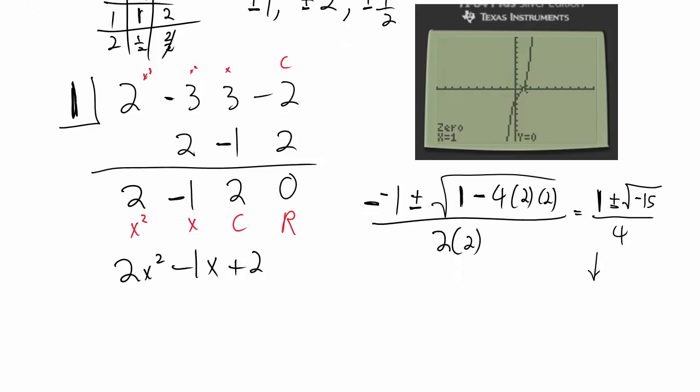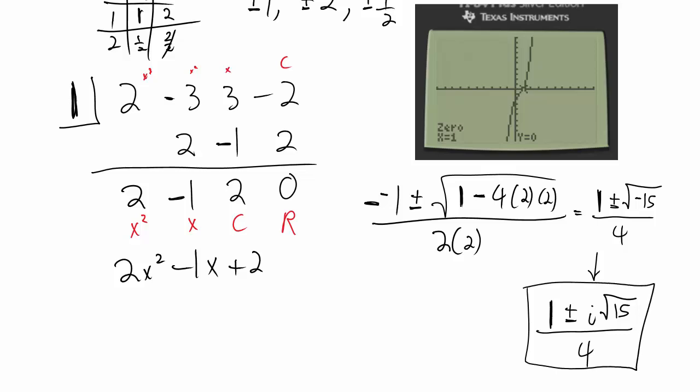If I want to write that, there's nothing really wrong with writing square root of -15, but it's not a real thing. So anytime you're going to have a negative square root, you always want to convert it and show that you know it's an imaginary number. So instead of writing square root of -15, we write 1 plus or minus i times the square root of positive 15 all over 4. And the 4 doesn't cancel out with anything here, so you notice I'm not reducing or anything.